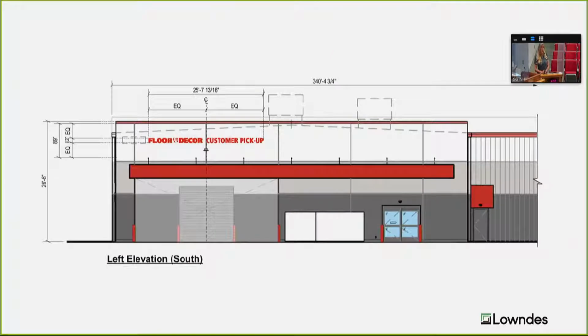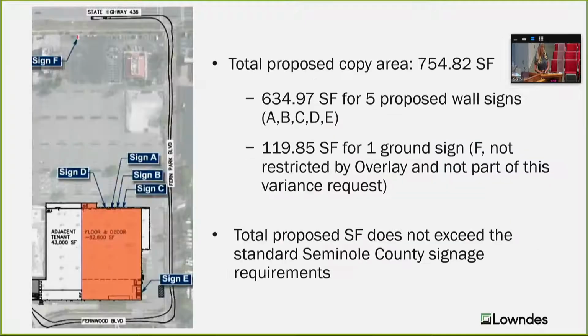And this just shows you the customer pickup indication wall signage that we would be requesting. So that's where the total proposed copy area comes from. It shows you where we're going to be asking for those signs on the property, again, because we have frontage on 436 as well as on Thorn Park Boulevard.